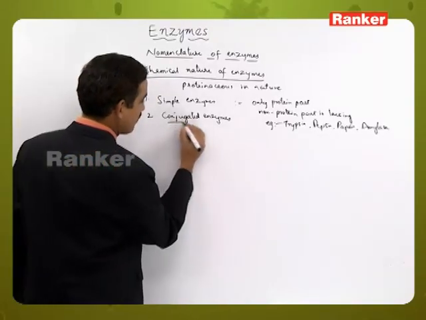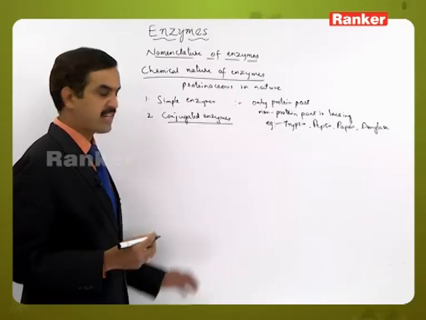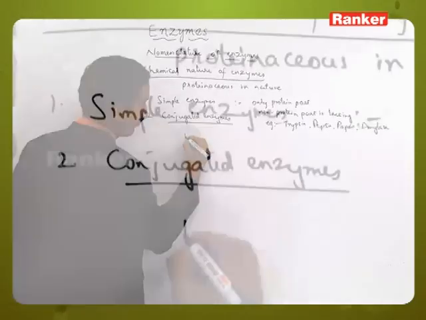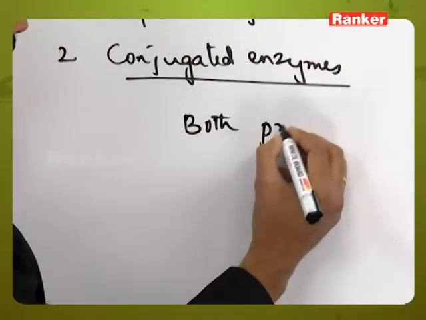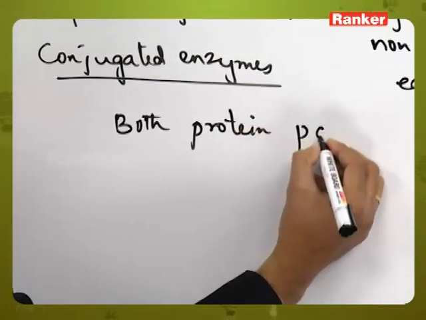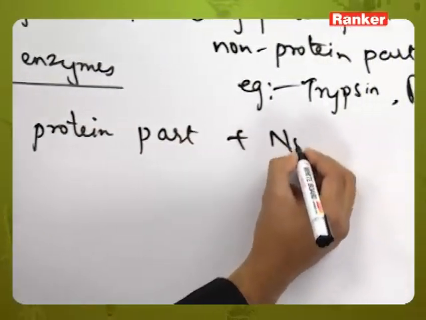And let us come to the second one, which is called conjugated enzymes. These are the enzymes which contain both the protein part and the non-protein part.